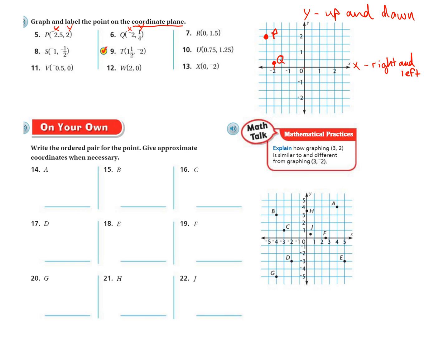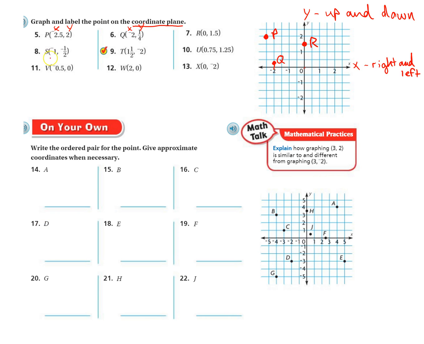Right, point R is 0 on the x, so we don't move right or left. We stay right where we are. And then it's positive 1.5. Positive means up. So we're going to go up 1 and then halfway between. And then halfway between would be right there. So that is going to be point R.